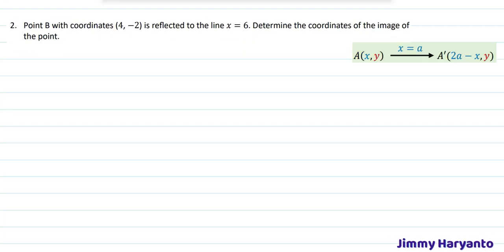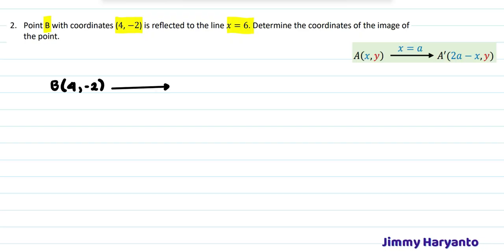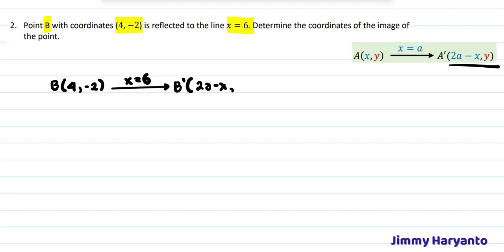And next is question 2. For question 2, the coordinate of the point B is already given, 4, negative 2. Let's write it down like this: B open brackets 4, negative 2. And then the question says the point B is reflected to the line x equals to 6. So you will write them like that, and then the B prime will be this formula, 2a minus x comma y. So what is a? A in this question is the x equals to. So this one will be the a. So just replace the a with 6.